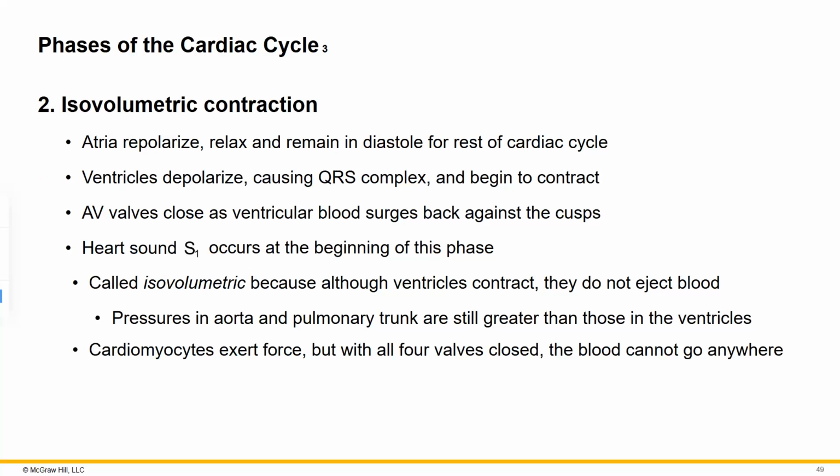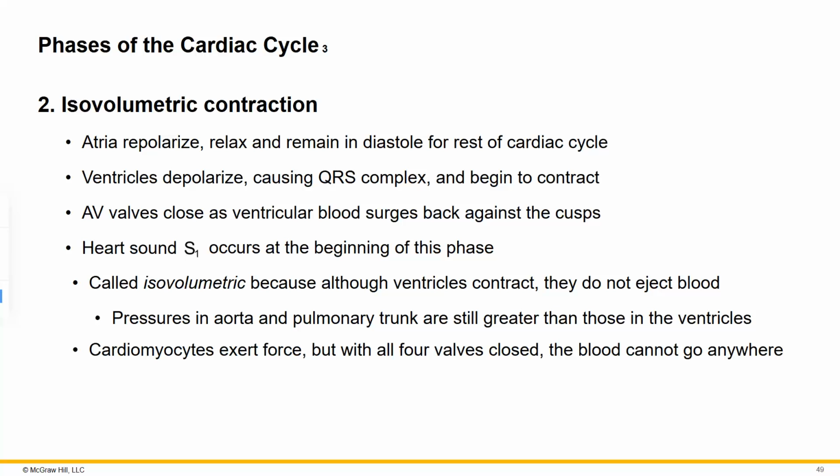Then we have the isovolumetric contraction. Atria repolarize, relax, and remain in diastole for the rest of the cardiac cycle. The ventricles depolarizing causes the QRS complex and begin to contract. AV valves close as the ventricular blood surges back against the cusps. Heart sound S1 occurs at the beginning of this phase. That's due to the closing of the AV valves.